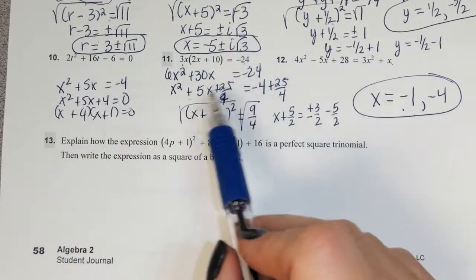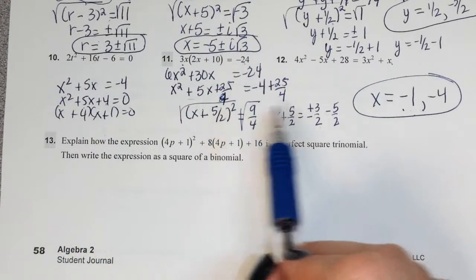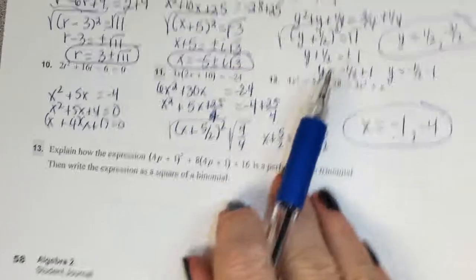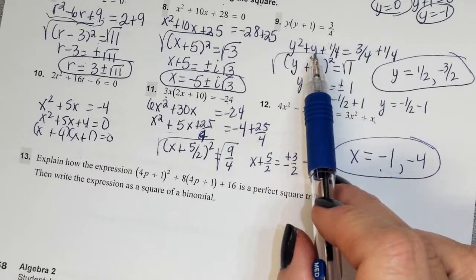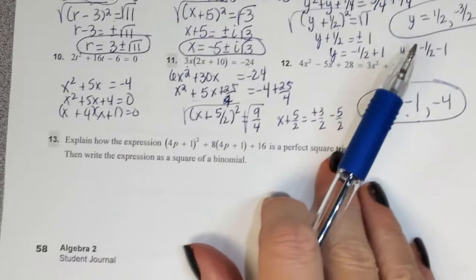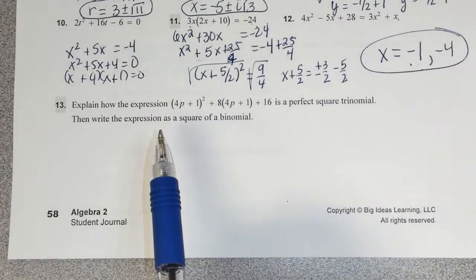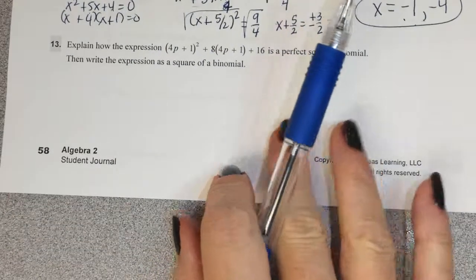But I wanted to show you that sometimes we don't see it, but if we get answers like this, even answers like this, it means that this could have been factored, but I don't think we would have recognized that one for sure. Okay. All right, number 13.